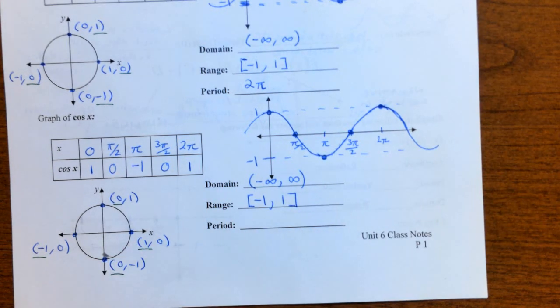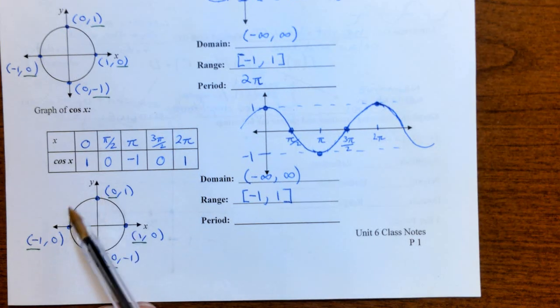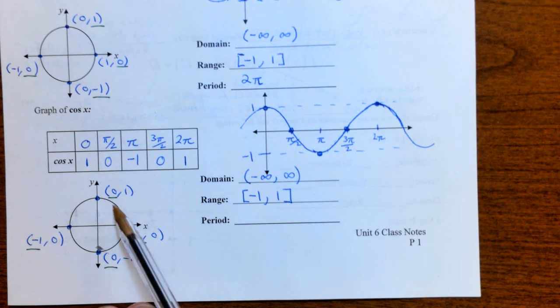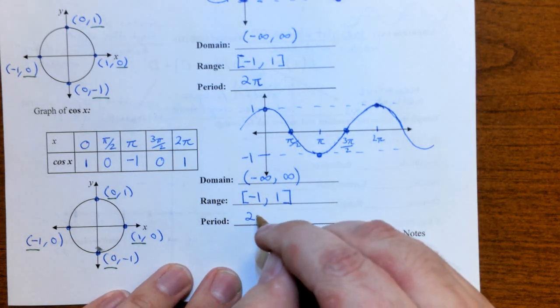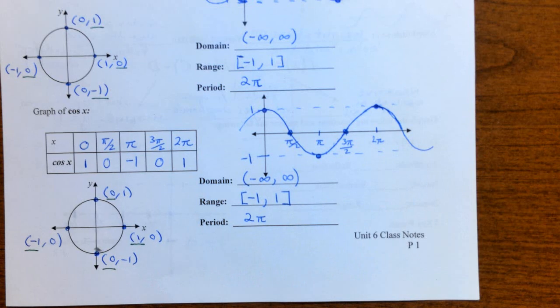Sine and cosine will take on all the same values, just not exactly starting in the same place. The period: as I go around the unit circle once, I will go through all the same values, and then I will start to repeat. So I have a period of 2 pi.